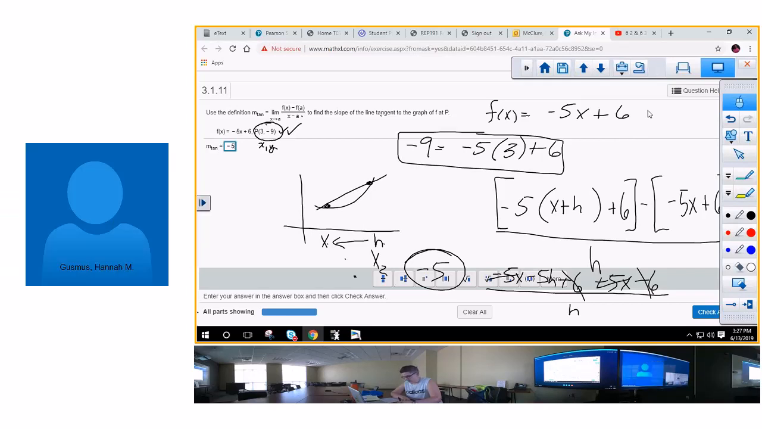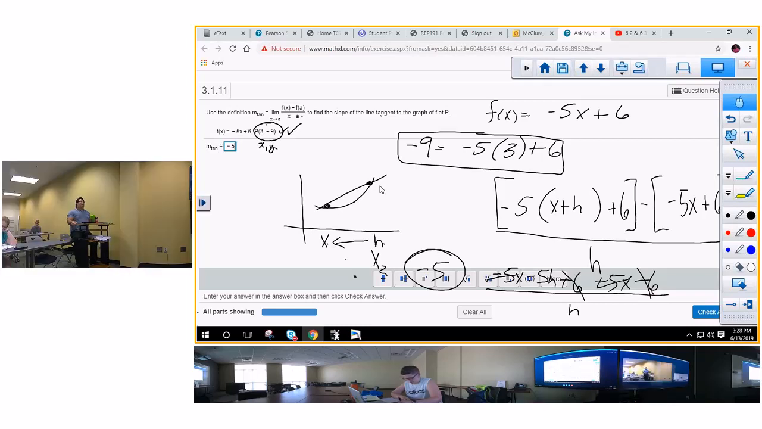I'm just asking if the slope of a tangent line is technically the derivative. Yes, that's what we've been doing. But in 3.1 and 3.2, you don't know your derivative laws yet. You're doing it by algebra. This is the algebra, the difference quotient. That should be your answer.